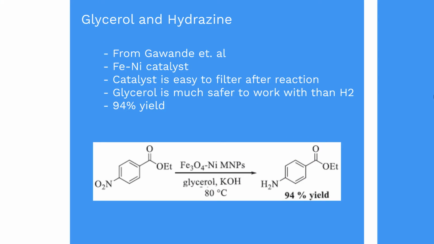This nitro reduction used glycerol instead of hydrogen gas as the hydrogen source. Glycerol is much safer to work with than hydrogen gas and yields 94%.